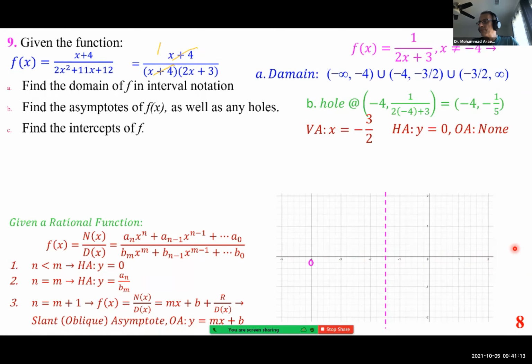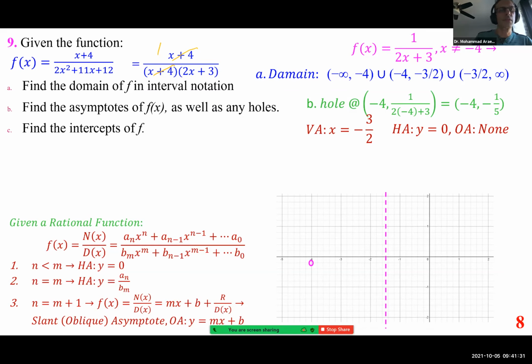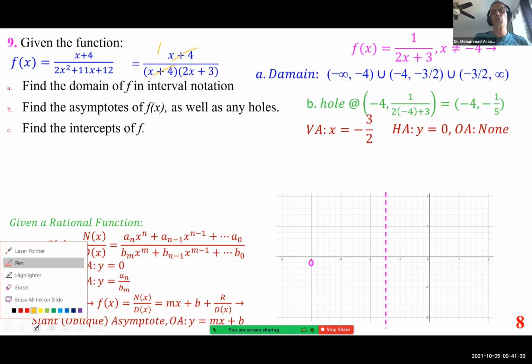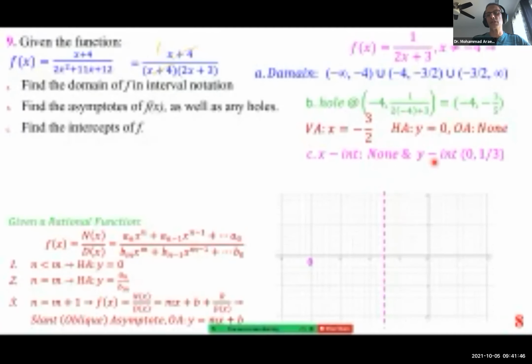Find the intercepts of F. To find intercepts, simply put, set x equal to 0, find y. Set y equal to 0, find x. So x-intercept, none, y-intercept, 0, comma 1/3. Why is that? X-intercept, when y is 0, f of x or y, a fraction is 0 when the numerator is 0. Since the numerator is a number, any number, it can never ever be 0. Therefore, there is no x-intercept.